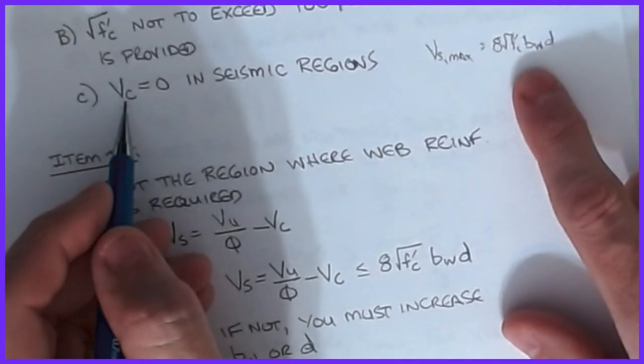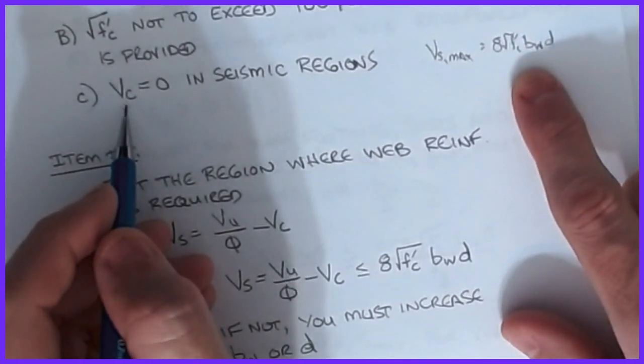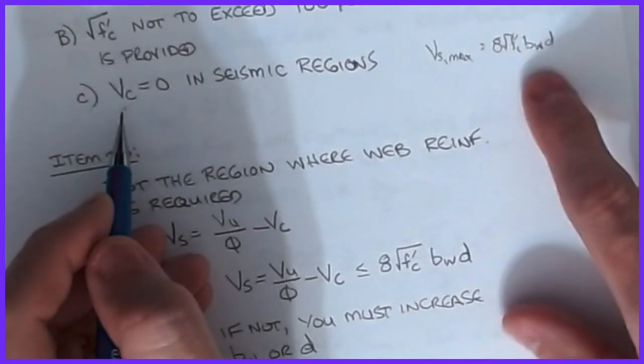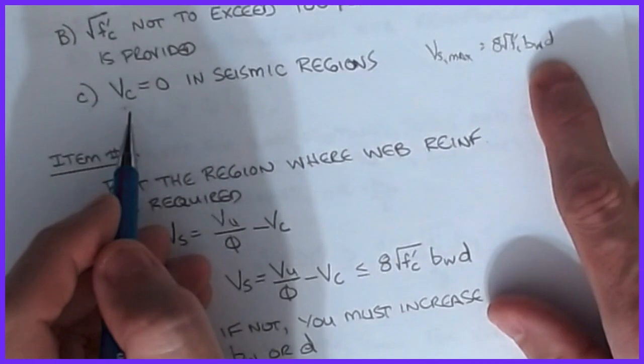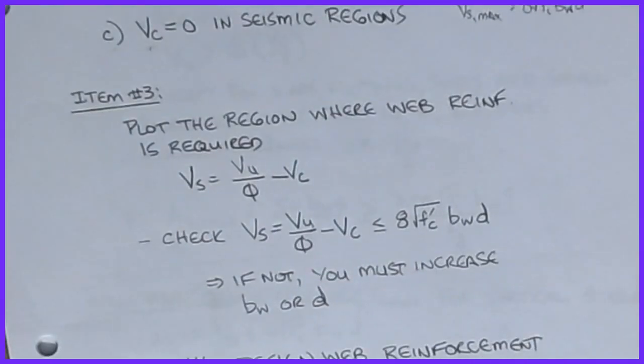So that's a big characteristic. In seismic regions, you'll get bigger, bulkier sections because I can't count on the concrete for anything, and I'm maxed out on my steel size. So that will drive up bw and d as a result. That's one of the extra provisions for seismic.